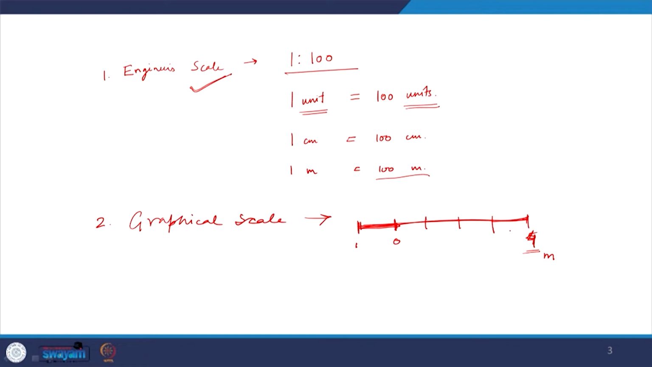So to read it, we will take a divider, we will just measure how much is this and measure the same thing on the drawing that is represented on the sheet. So you measure that drawing and you put it on the scale and you will know how many units are being represented here. That is what this graphical scale does. Now why at all do we need a graphical scale? Why couldn't we just do with engineer scale?